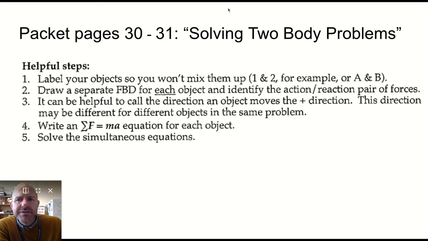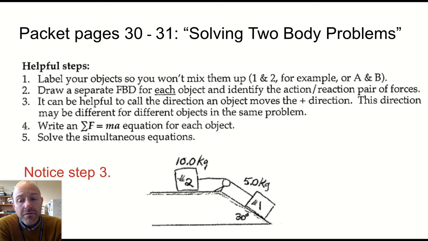There are a few other types of problems we can solve. This is packet pages 30 to 31. We'll do some of this in class. But if you look at step 3 here, it can be helpful to call the direction an object moves the positive direction. Now, for the Atwood machine, that meant up is positive for one and down is positive for the other. But for this example, we could call to the right positive and along the incline positive.